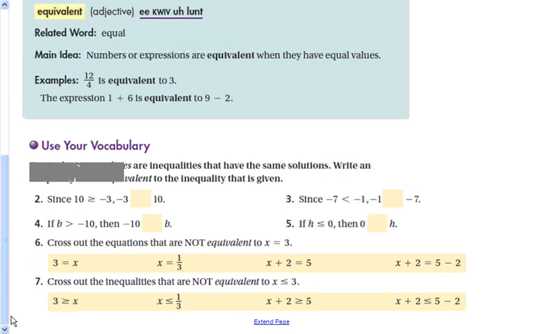All right, equivalent inequalities are inequalities that have the same solutions, right? An inequality that is equivalent to the inequality that is given. Since 10 is greater than or equal to -3, that means -3 is less than or equal to 10. Since -7 is less than -1, -1 is greater than -7.